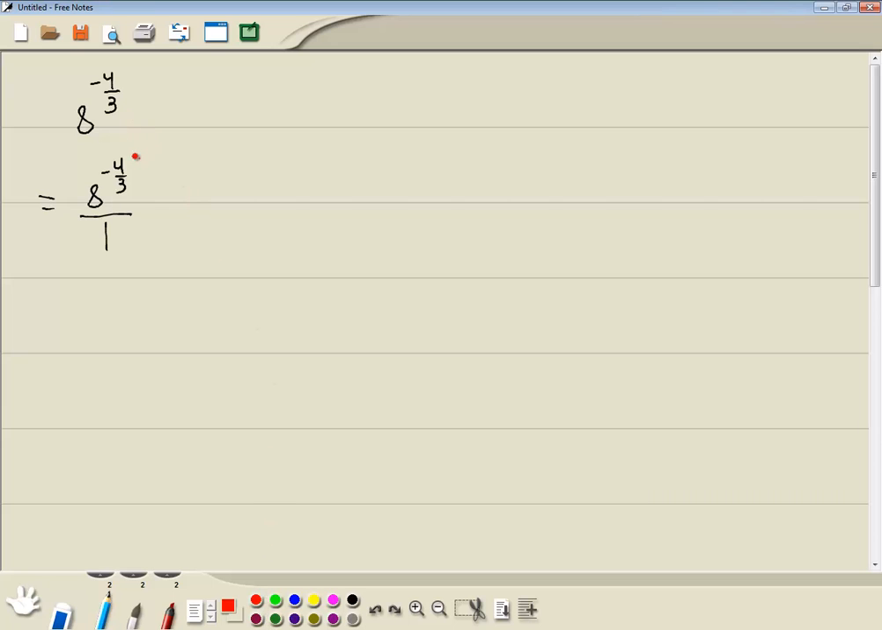So then we're going to take this 8 to the negative 4/3 and we'll move it down to the bottom, to the denominator. When you move anything opposite of where it's at in a fraction, the sign of the exponent changes. So it goes from an 8 to the negative 4/3 to an 8 to the positive 4/3. And then you put a placeholder of 1 in the other location.